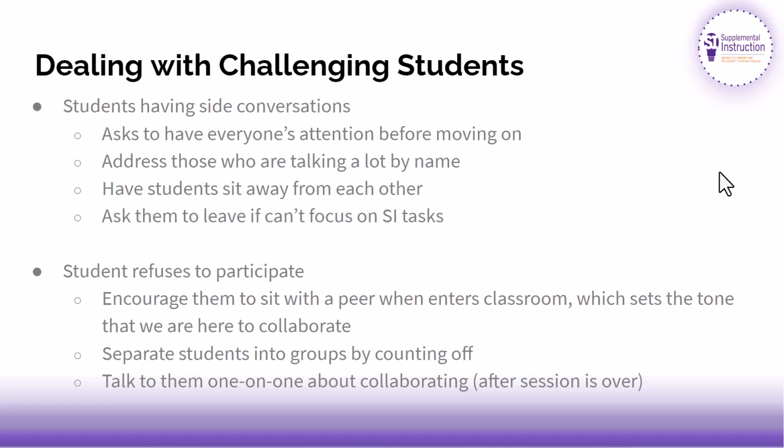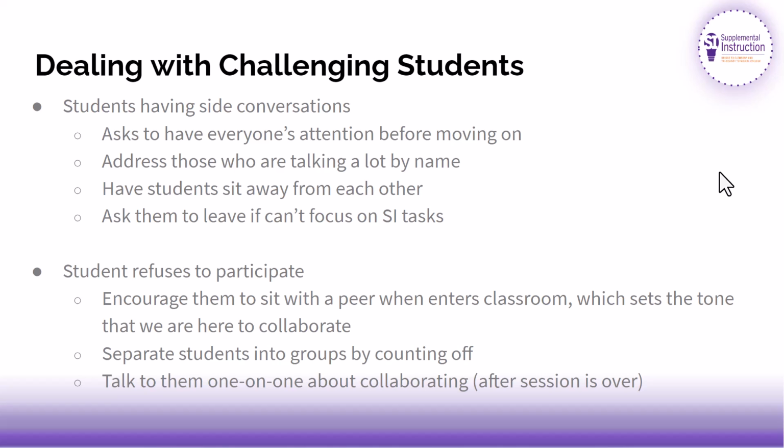Here are a few examples of dealing with challenging students. If students are having side conversations that are distracting from your session, you can ask to have everyone's attention before moving on to bring them back to the task at hand. You can address the students by name if they are continuing to talk a lot. You can have students separate and sit away from each other, or break off into groups where the students that are familiar with one another will be paired with someone that they're less familiar with. If the behavior persists, you can always ask them to leave if it is not allowing other students to focus in your session.